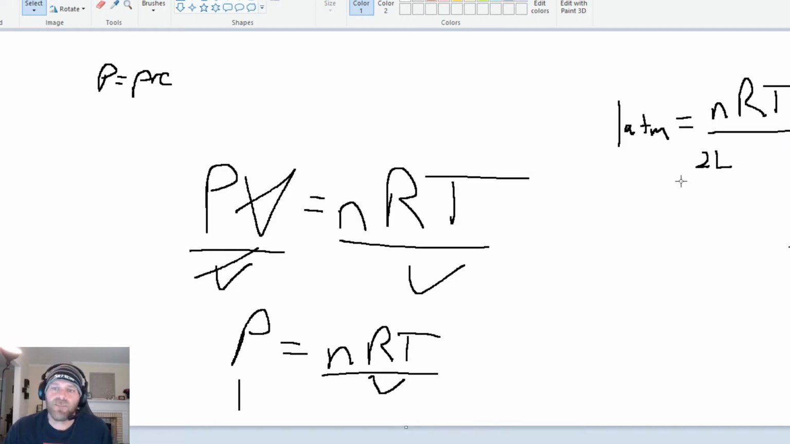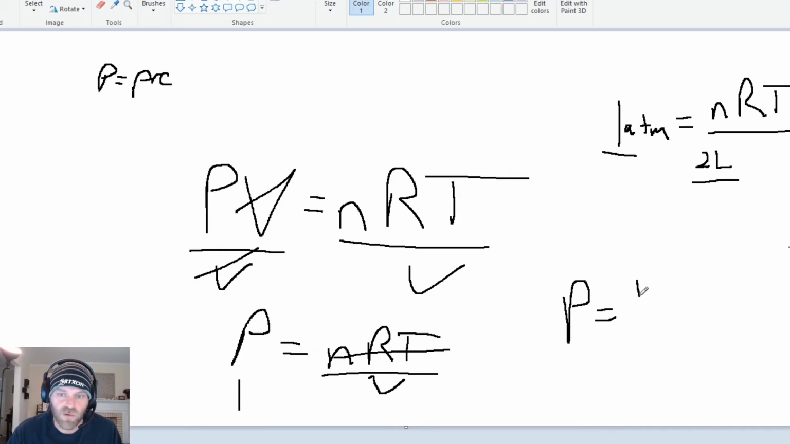All right. 1 is equal to nRT divided by 2. As this number goes up, this number has to go down. And if I remove everything else, the nRT from here, you'll see that P equals 1 over V. That looks a lot like the inverse proportion that we made earlier for Boyle's law.